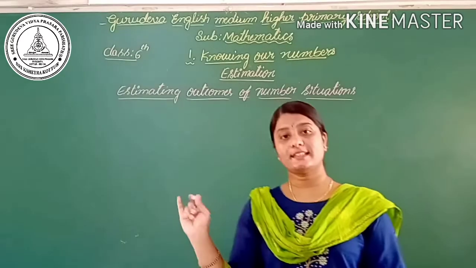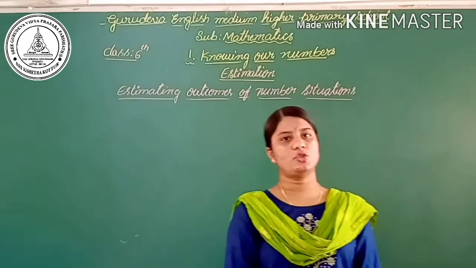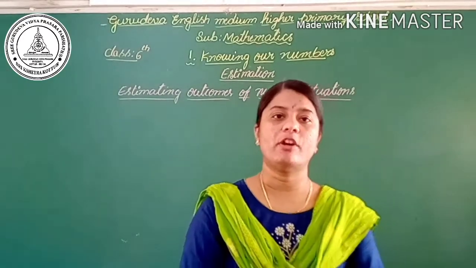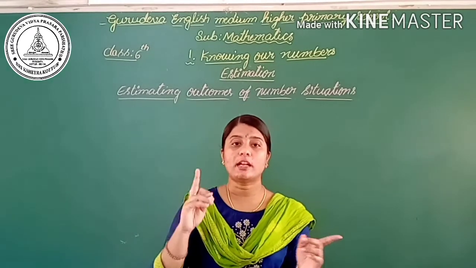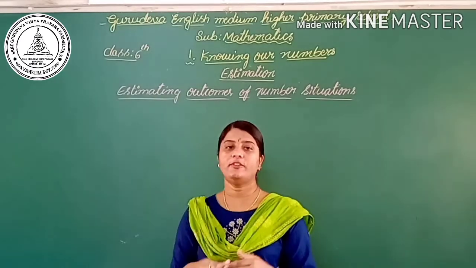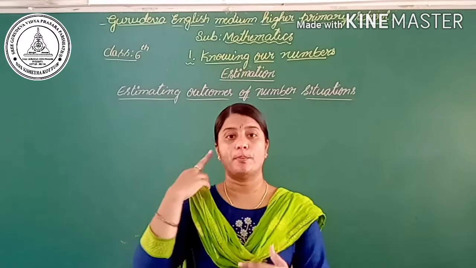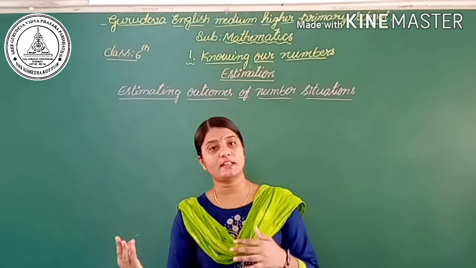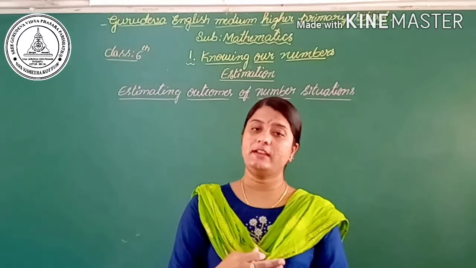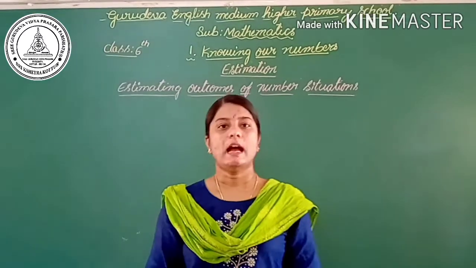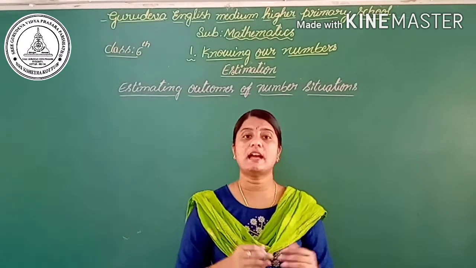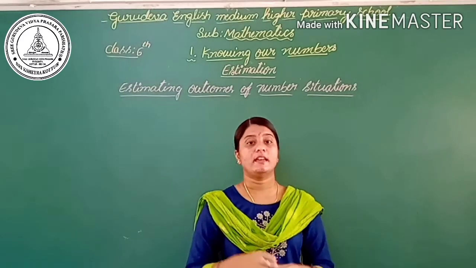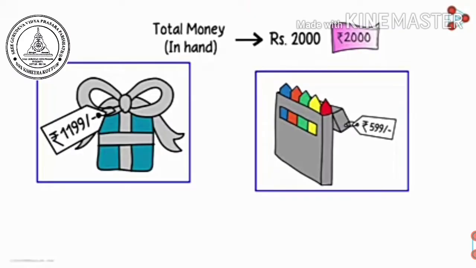Is it clear? Next concept is estimating outcomes of number situations. For example, you want to buy a gift for your friend and you have 2000 rupees with you. You visit a nearby shop and you are looking around and you also like to buy a drawing kit for yourself. The next thing that comes to your mind is whether you can buy both things right away: a gift for your friend and a drawing kit for yourself. How will you handle this situation? You will check the price of both the articles you wish to buy, right? Then you will add the prices of both the articles and compare it with the total money you have.